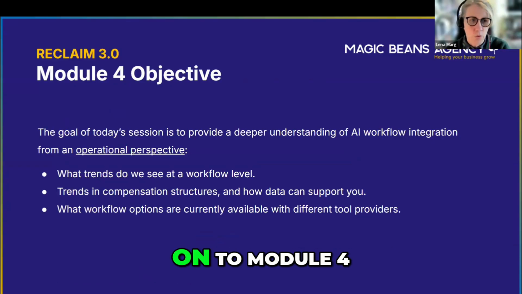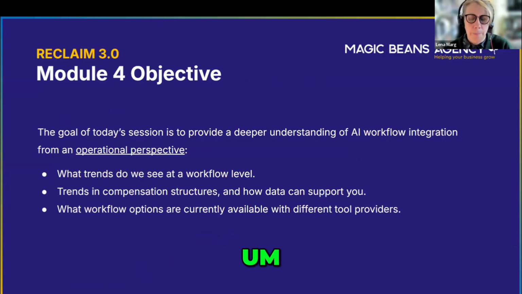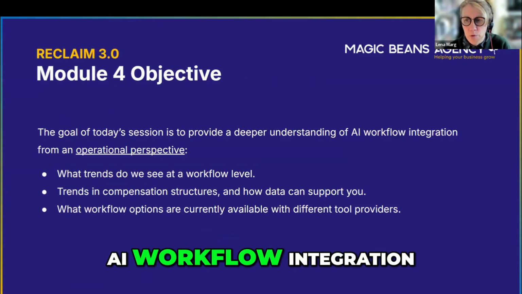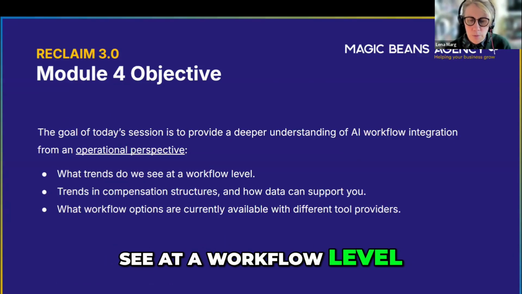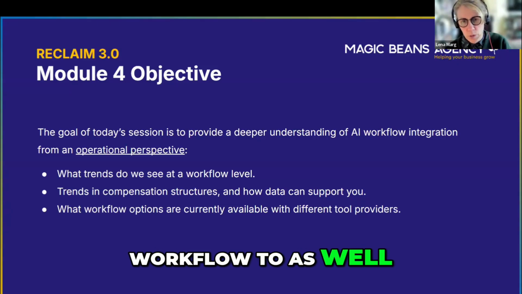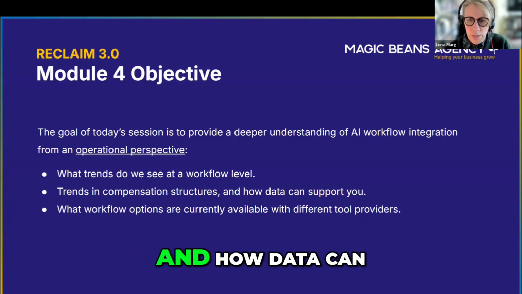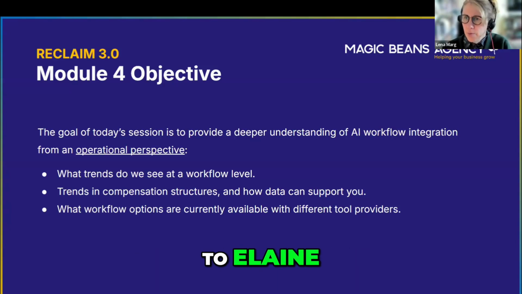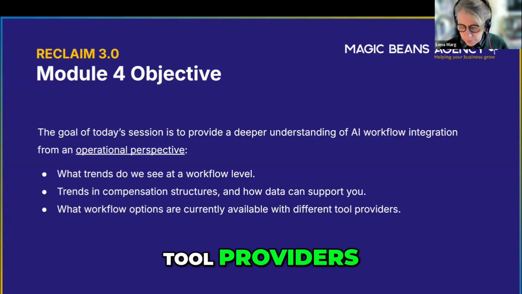And now we're moving on to module 4. So what we want to do today really, I guess, is to provide a deeper understanding of AI workflow integration, but from a sort of, as I called it, operational perspective. So what trends do we see at a workflow level? So what's a classic AI workflow towards where are we moving to? Trends and compensation structures and how data can support you there. And then we'll hand over to Elaine, to look at those workflow options that are currently available with different tool providers.